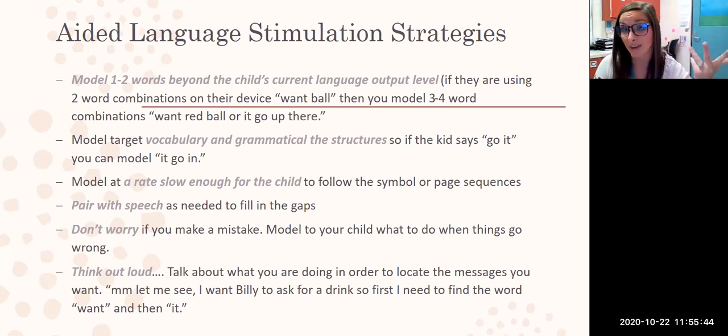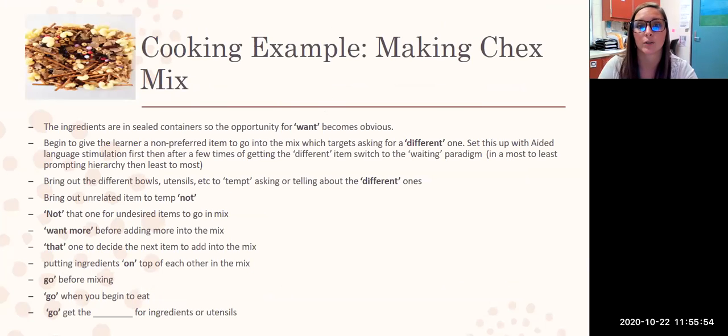So when you talk through it, that's also teaching them strategies of how to fix, how to problem solve. And that's so important when they're learning something new. So our first example, everybody loves food. It's fall, so Chex Mix is a thing. So think about maybe cooking at home or making something at home or maybe even doing a craft. I'm giving you an example here of exactly what words you could use and when. The ingredients are sealed in containers, so the opportunity for "want" becomes obvious.